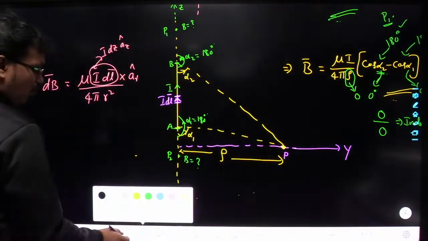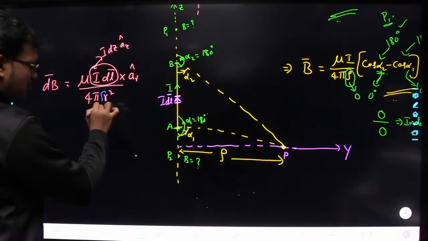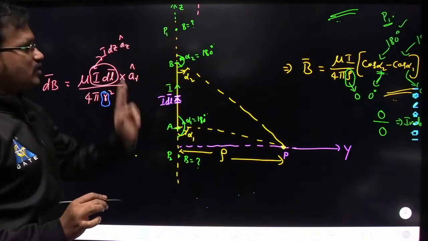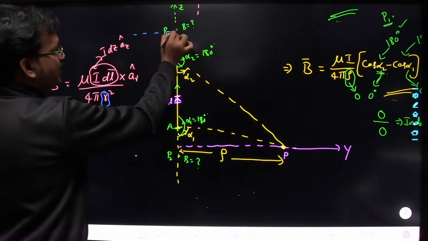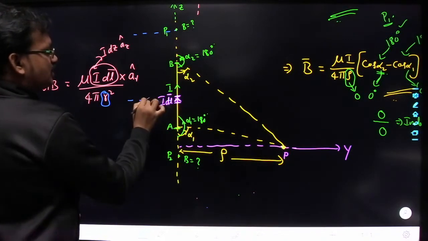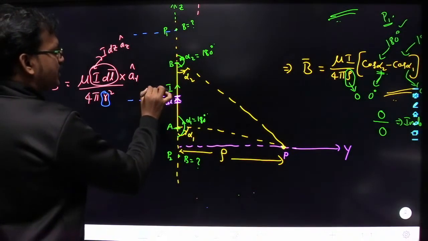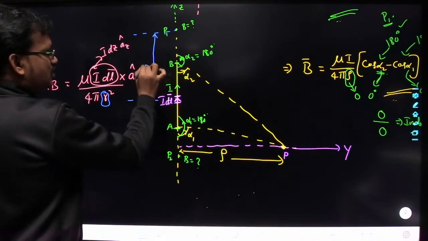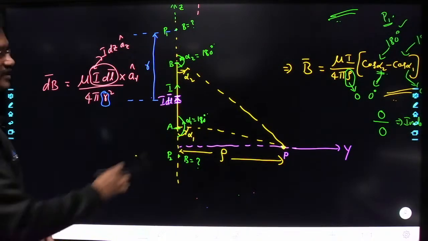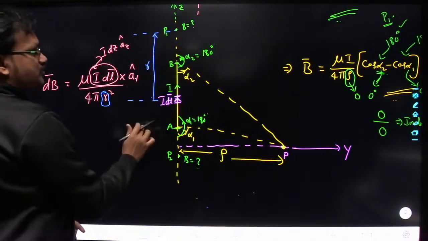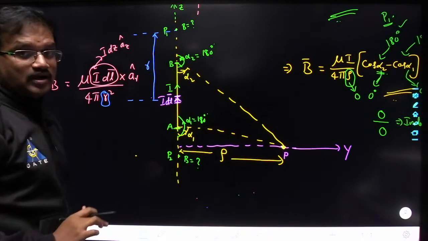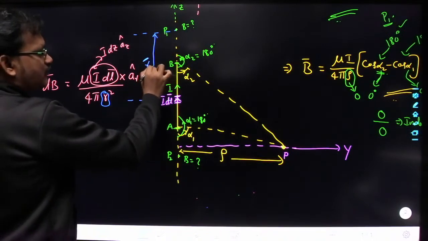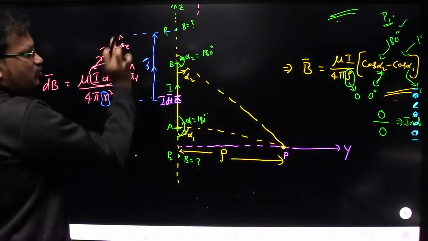Now if you observe, what is r here? r is the distance from the current element to the point where you are trying to determine the B field. So here at this point P1 I am determining the B field, and the distance from the current element to this point is nothing but r. And r bar will always point from the current element to the point where you are trying to determine the B field.